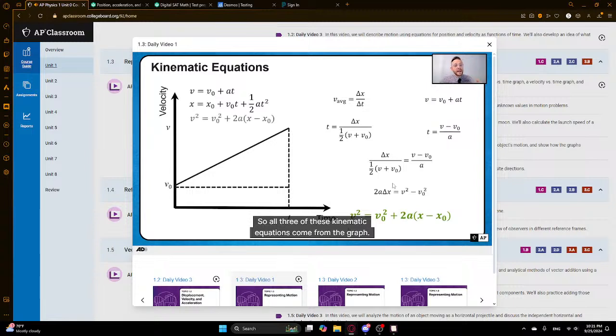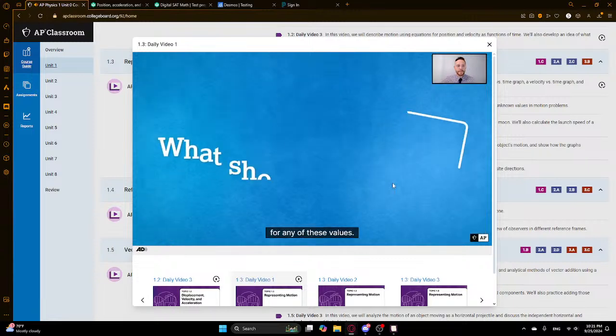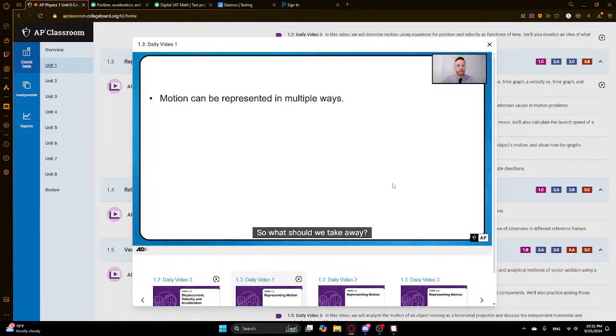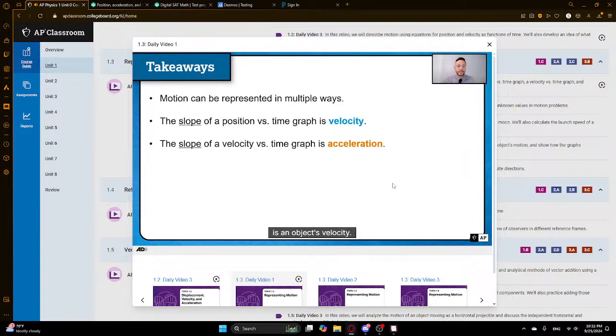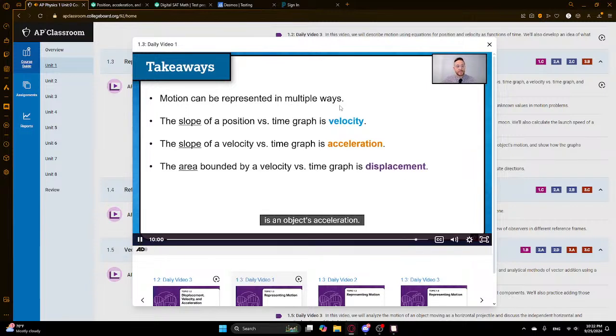So all three of these kinematic equations come from the graph. And we can use these kinematic equations to solve for any of these values. So what should we take away? Motion can be represented in multiple ways. We looked at dot diagrams, drawings, tables, graphs, and equations. The slope of a position versus time graph is an object's velocity. The slope of a velocity versus time graph is an object's acceleration.